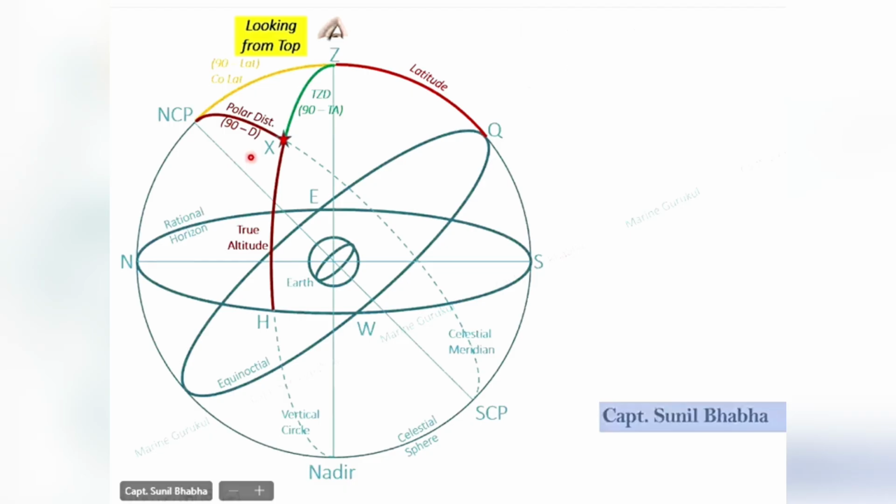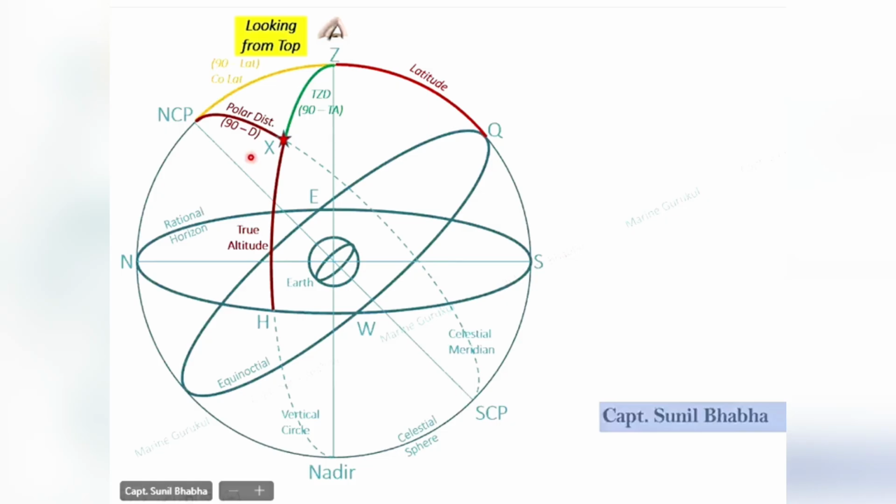So to show all these things in a very simplified version, we can simplify this particular diagram by simply looking at it from a different angle or from a different perspective. Now, how do we look at it? Let us try to understand it now.